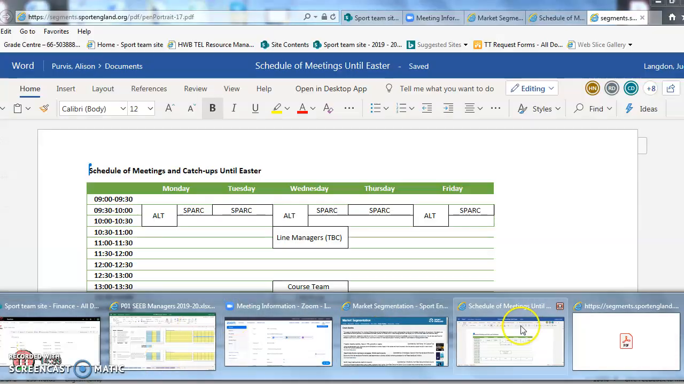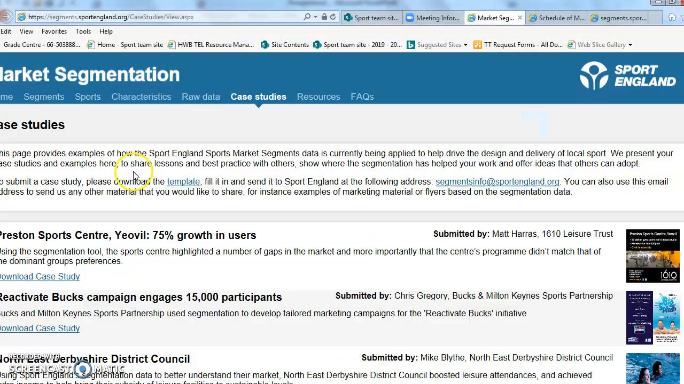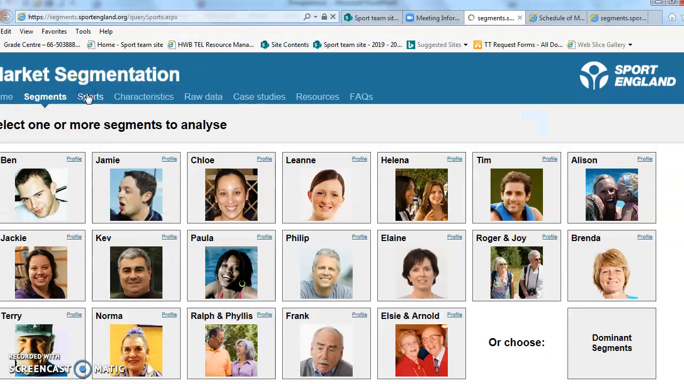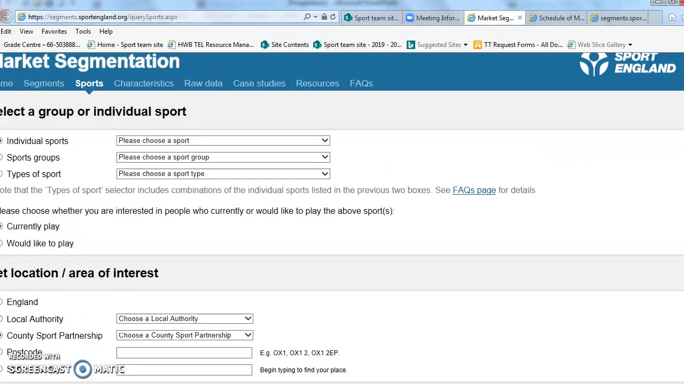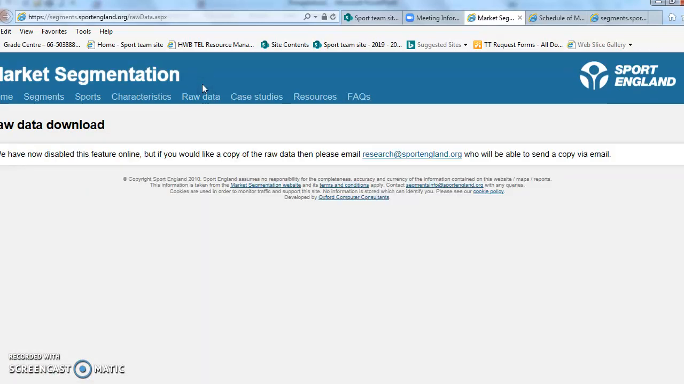So hopefully I'm just going to go back onto the segments and the sport. Again, play around with this, find out exactly what it is that you want to find as well.